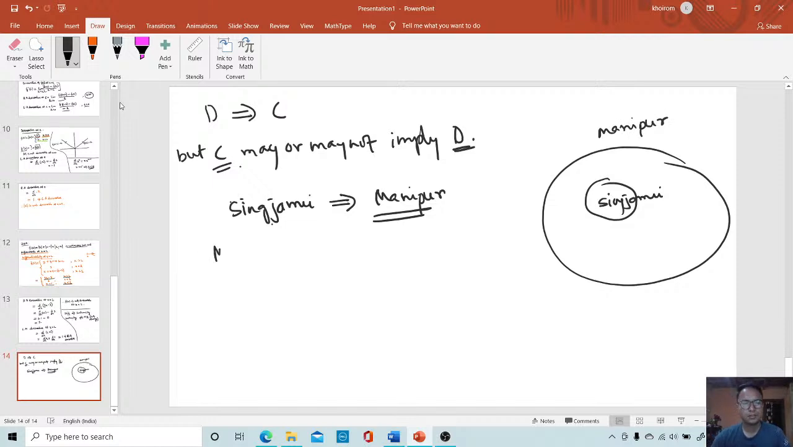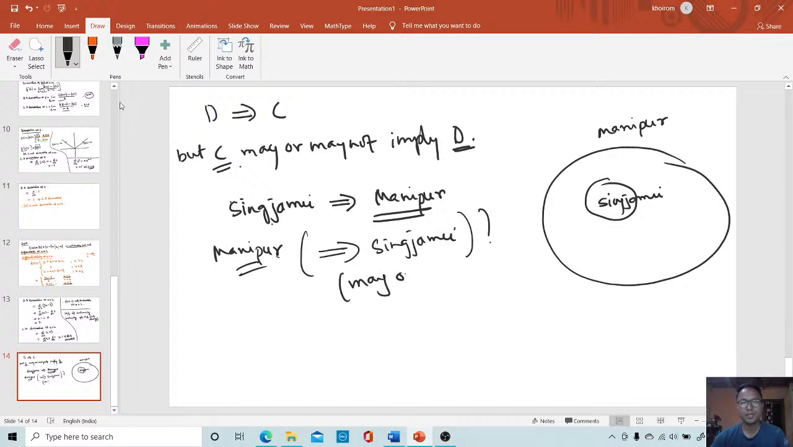Now, how about someone from Manipur? Can you say that he is from Singjamai? My question is: maybe or may not be. May or may not be, right? If a person is from Singjamai, he is compulsorily from Manipur, but if he is from Manipur, he is not necessarily from Singjamai.